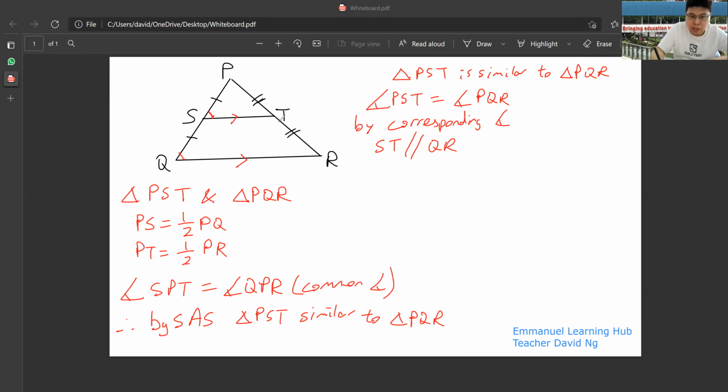Then in your triangle PST, your PS over your PQ will be equal to ST over your QR. So PS over PQ is 1 over 2. Earlier on, we established that because they are similar. So ST over QR is half. Therefore, 2ST is equal to QR. Therefore, QR is twice the length of ST. Proven, midpoint theorem.